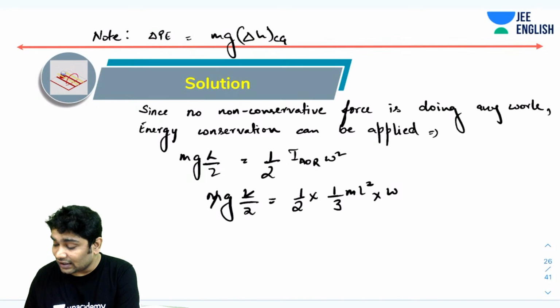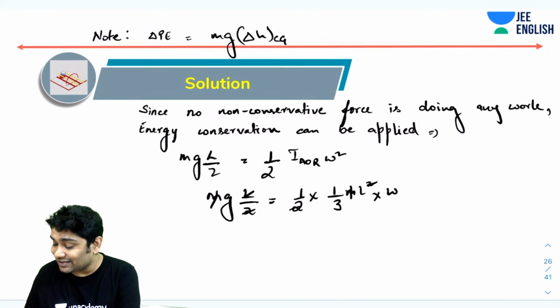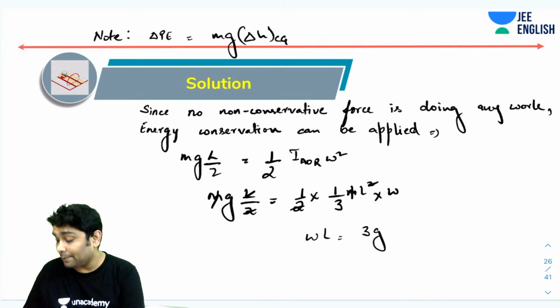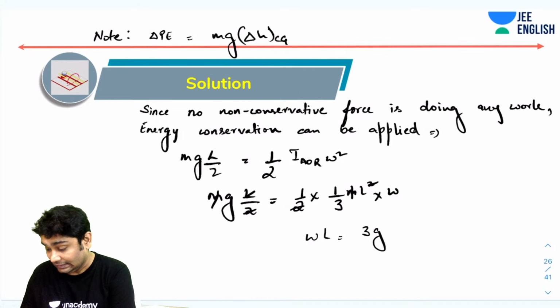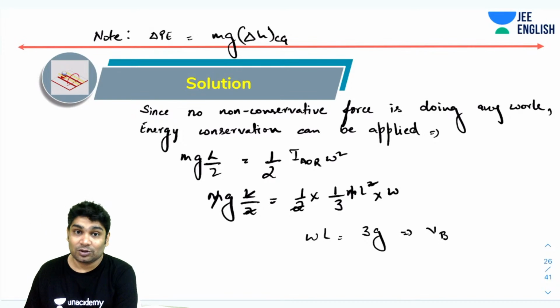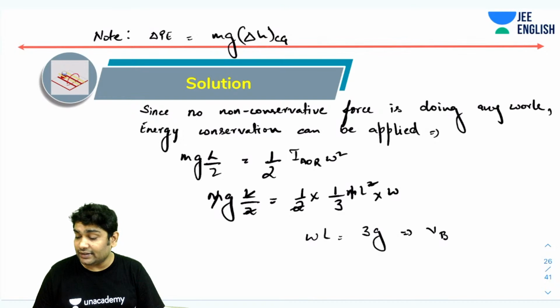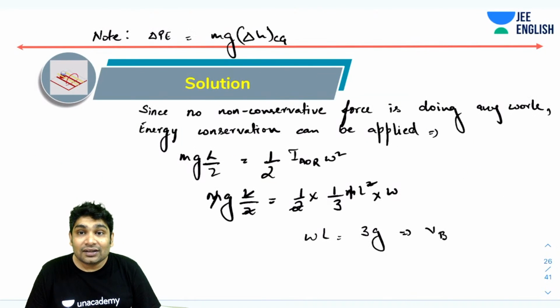This and this will get cancelled, and I will get omega square equals 30. And omega times L is the velocity of end, so 30 meter per second would have been the velocity. Okay, got it? In any case, this was a meter stick, so L was 1 in case I needed that also. But turns out I don't.